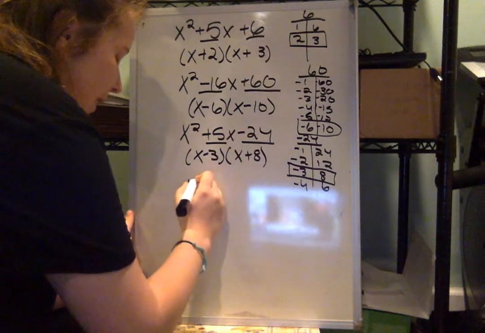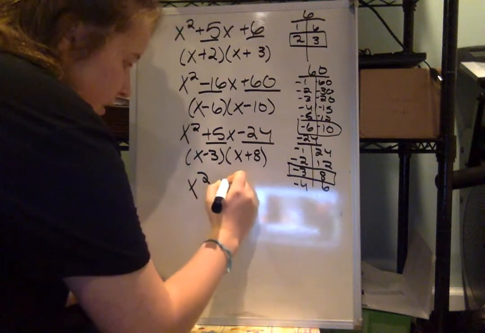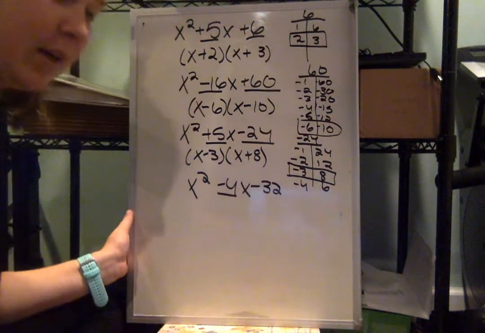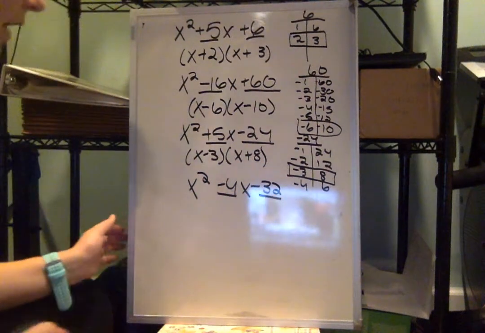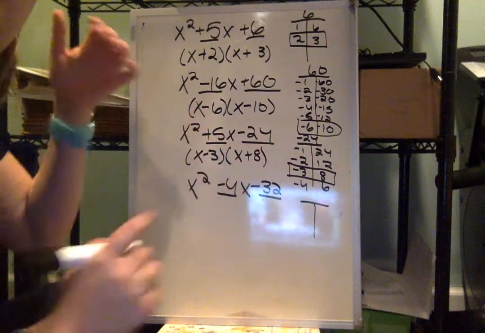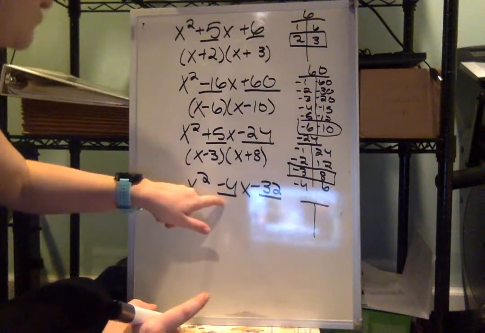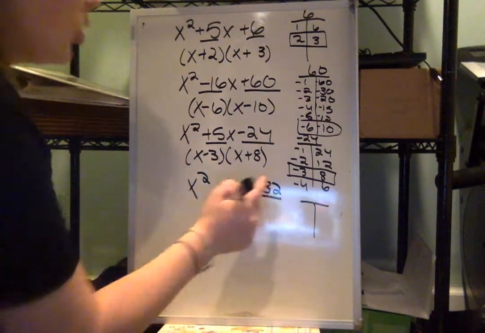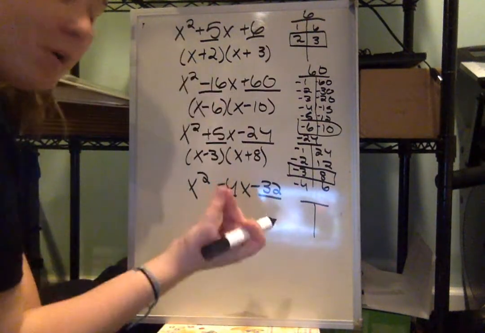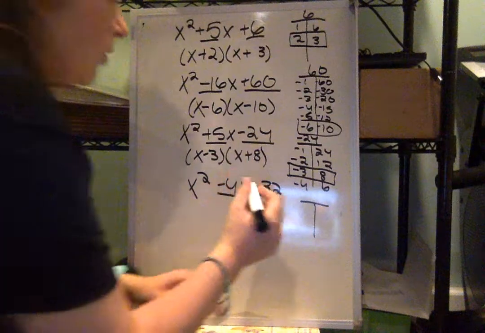Now our last case is where both the b and the c value are negative. In this case, if c is negative, we know one of the factors has to be negative, but if b is also negative, we know that the larger factor has to be the negative one, because when added with a smaller positive value, its sum will always be negative.